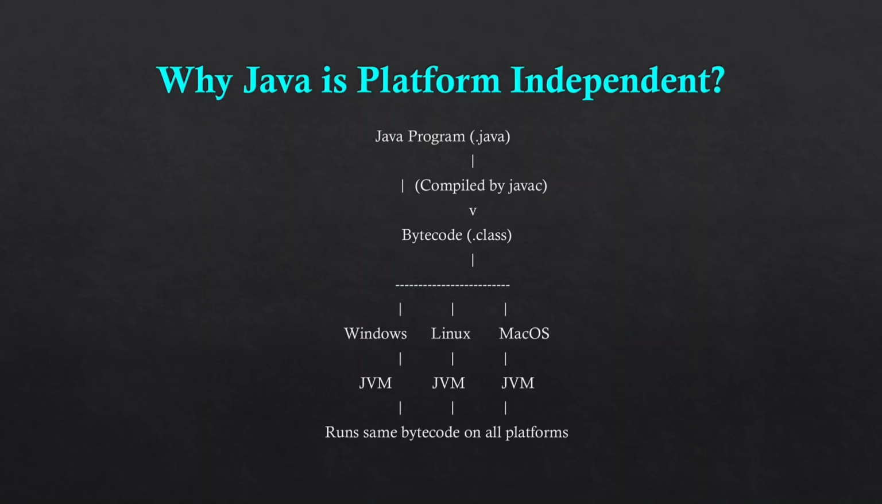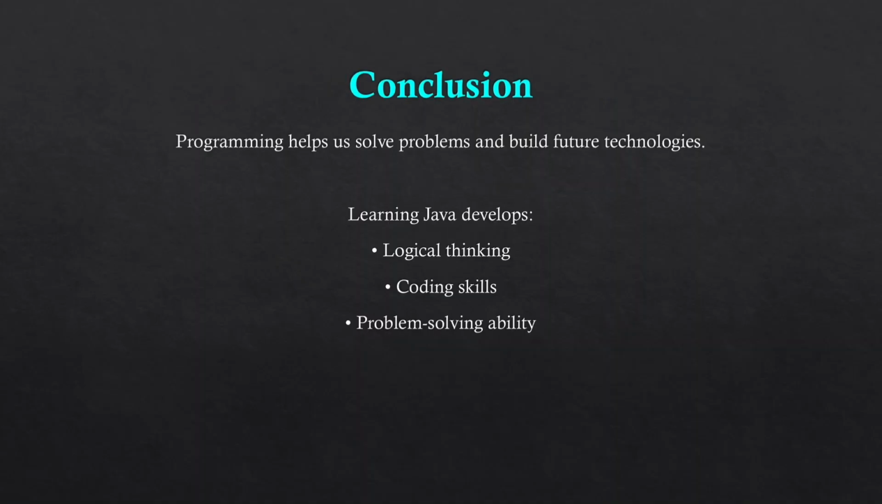This .class file can run on Windows, Linux, or Mac OS. It will run the same bytecode on all the platforms. This is why we are learning Java, which is platform independent. It's very easy for a beginner. Not easy, but it gives us clarity about what a programming language really is. By this time, I feel you would have understood why Java is platform independent. Programming helps us solve real world problems and build future technologies. This is why we learn programming.